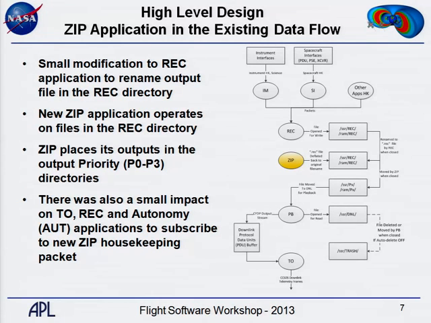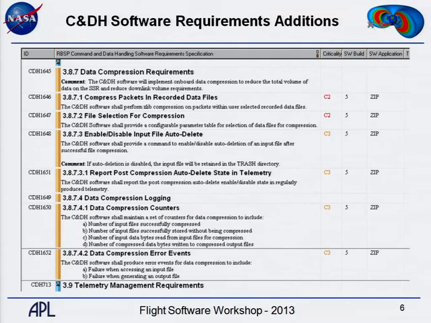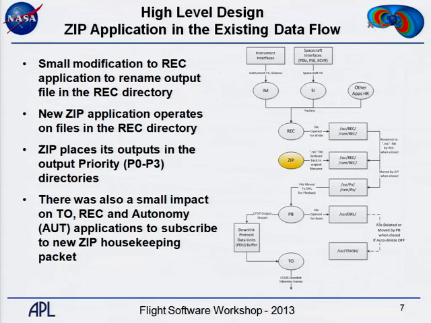The other applications that we had small impacts to: you think we can just plug this application in, but there are other applications in the system that might need to know about the data that the zip application produced. For instance, the zip application, from its requirements, had to produce some counters and some events. When it produces these counters, it has a housekeeping packet that has those counters in it. Well, how do those get recorded?